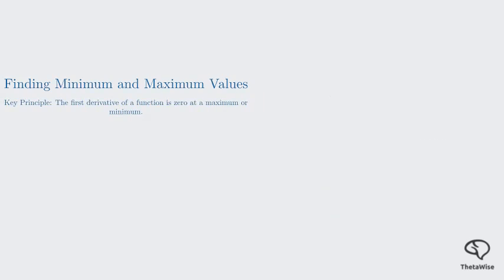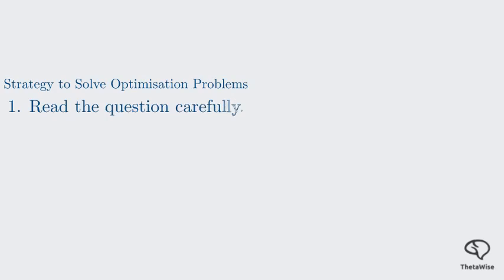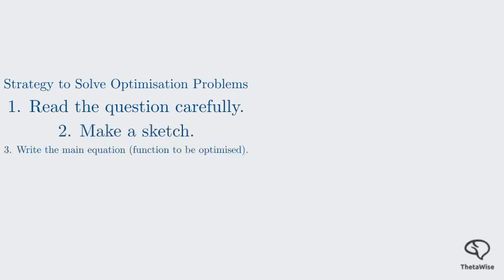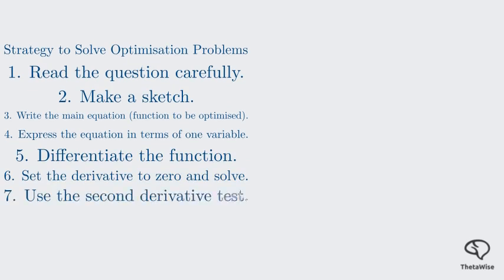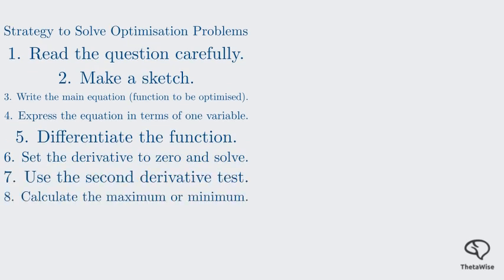Let's quickly go over the strategy we'll follow. First, read the question carefully to know what you need to maximize or minimize. Second, make a sketch if it helps. Third, allocate variables and write down the main equation. Fourth, if your equation has more than one variable, use extra information from the question to express it in terms of a single variable. This is a crucial step. Fifth, differentiate the single variable function. Sixth, set the derivative to 0 and solve. Finally, use the second derivative test to confirm if it's a maximum or minimum, and then calculate the final answer.